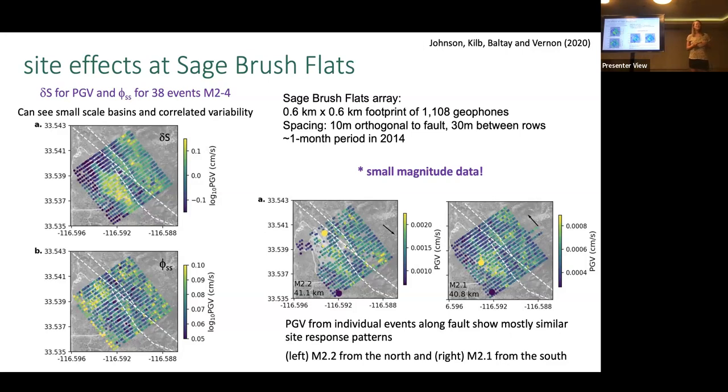Just a quick follow-up. What about arrays on the fault versus arrays off the fault if you're trying to see the deep structure of the fault? Because if you're on the fault, it's hard to see through it, maybe. Yeah, sure. I think probably all arrays are great too. Yeah. Okay.